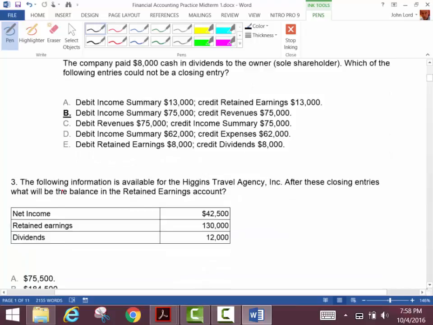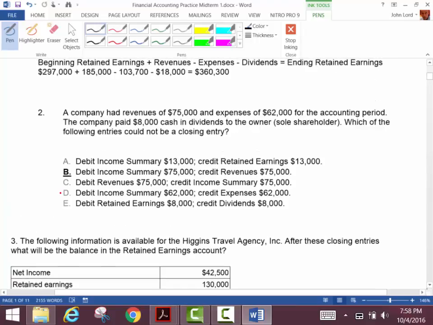I hate this question. I wish I wouldn't have put it here. This is a dumb question. But anyway, let's just look at it. Because the way they're doing their closing entries here, they're telling us that we had revenue of how much? 75,000. So they're going to debit revenue for 75,000. They're going to credit income summary for 75,000. With me so far? That closes the revenue, doesn't it?